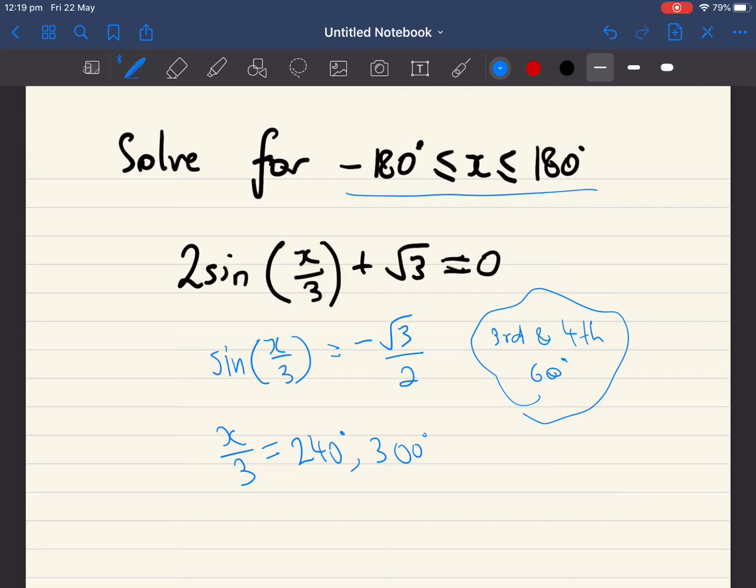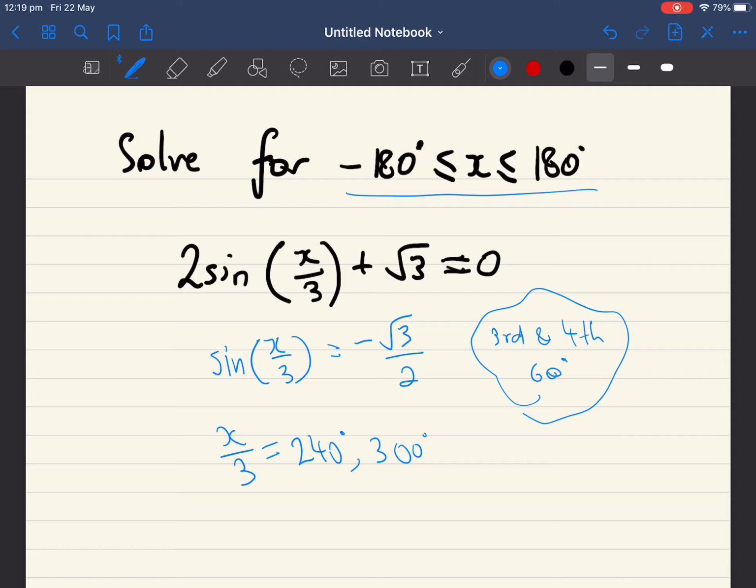So the final step, well, we know how to get rid of it. It's divided by 3, so we need to times. The problem is when we times these solutions by 3, what's going to happen? The solutions are going to be way too large. They're already too large. You times them by 3, they're going to be way too large. So we're going to use our trick of either adding or subtracting 360 to get them into the domain we want.